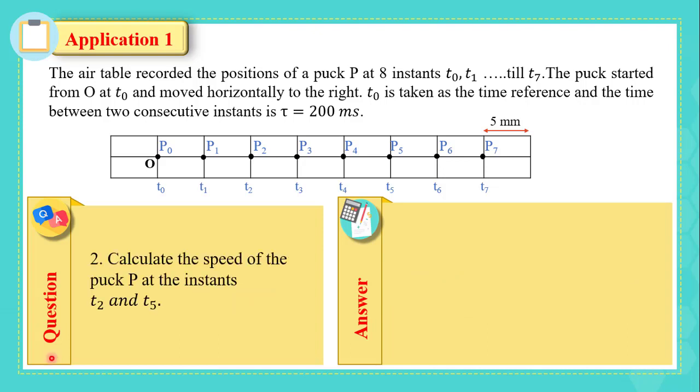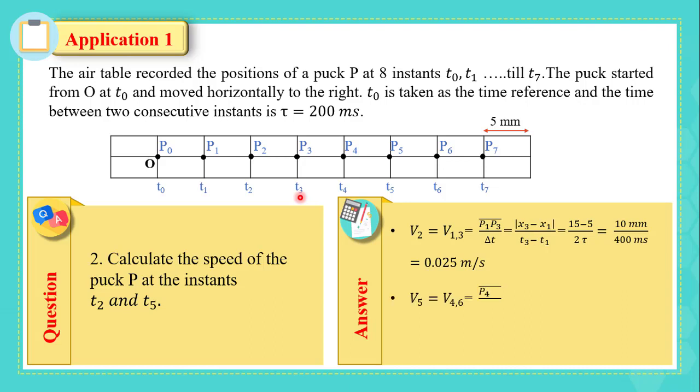In the second part, we are asked to calculate the speed of the puck P at the instants T2 and T5. When calculating V2, we will calculate the average speed between the instant directly before it and that immediately after it, which means that we calculate the average speed between the instants 1 and 3. Then it is equal to the distance P1P3 divided by 2 tau, which gives us 10 millimeters divided by 400 milliseconds, which is equal to 0.025 meter per second.